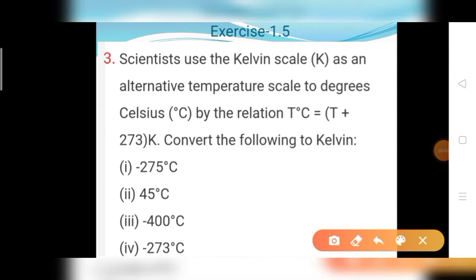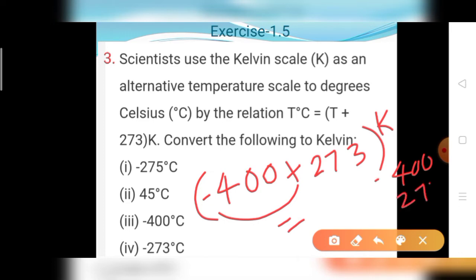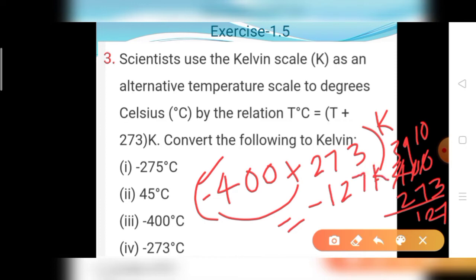Next one, third subdivision: minus 400 plus 273 into K. The two symbols are different, so we subtract. 400 less 273: borrow 10, 10 less 3 is 7, 9 less 7 is 2, 3 less 2 is 1. The bigger number has the minus symbol, so the answer is minus 127 K. Third answer is minus 127 Kelvin.